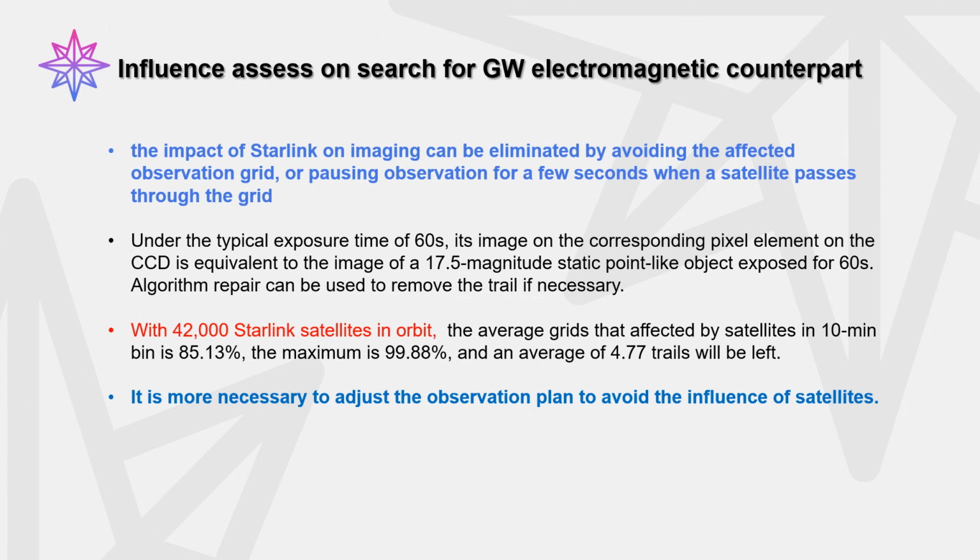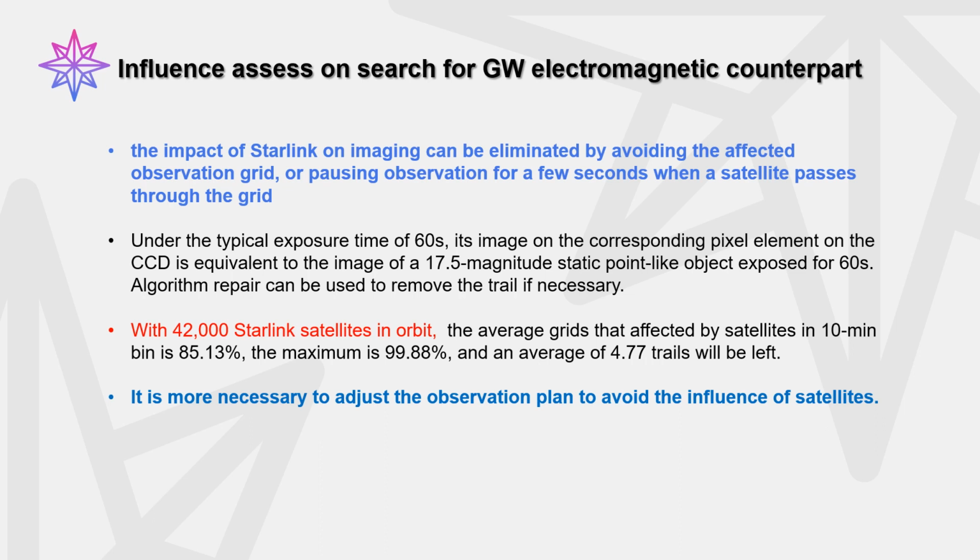From the simulation, we can see that the impact of Starlink on imaging can be eliminated by avoiding the affected observation grid, or pausing observation for a few seconds when a satellite passes through the grid. Under the typical exposure time of 60 seconds, its image on the corresponding pixel element on the CCD won't saturate A1T. In subsequent data processing, algorithm repair can be used to remove the trail if necessary.